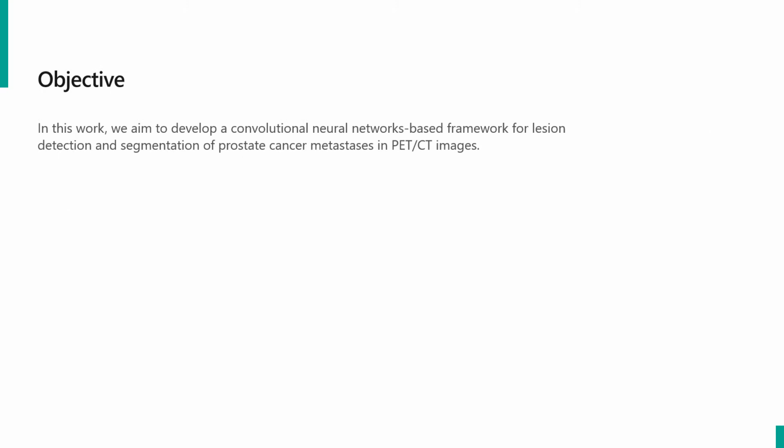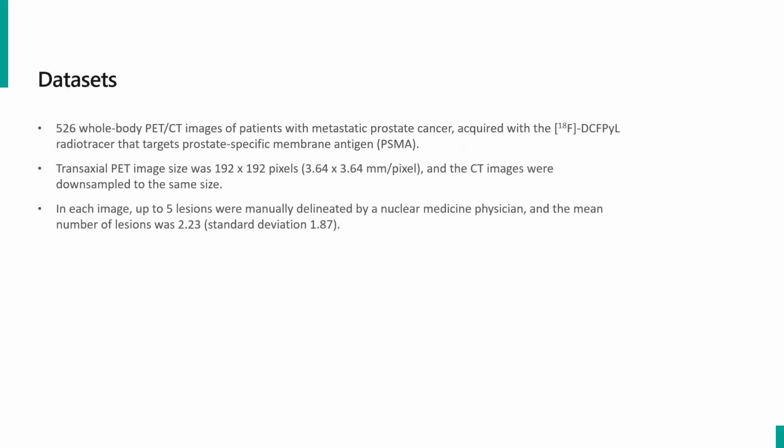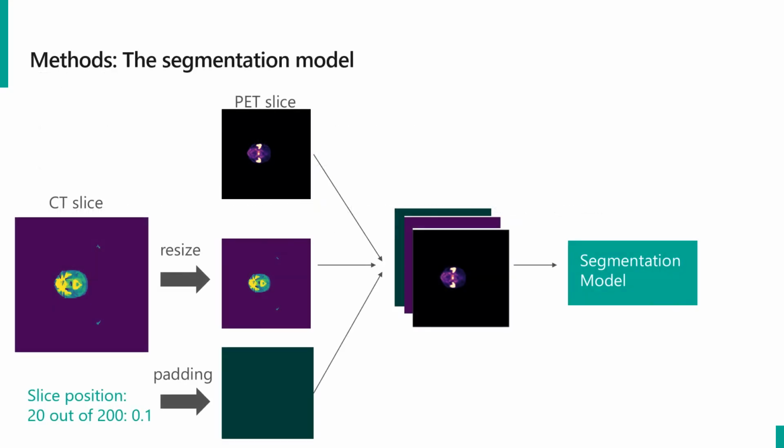In this work, we aim to develop a convolutional neural net-based framework for lesion detection and segmentation of prostate cancer metastasis in PET CT images. We have over 500 whole-body PET CT images of patients with metastatic prostate cancer. The transaxial PET image size was 192 by 192 pixels, and the CT images were downsampled to the same size. In each image, up to 5 lesions were manually delineated by a physician, and the mean number of lesions per image was 2.23.